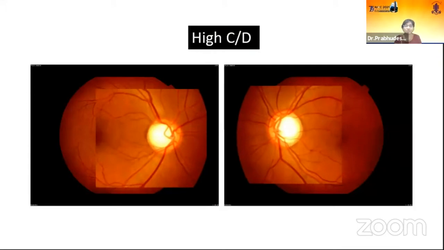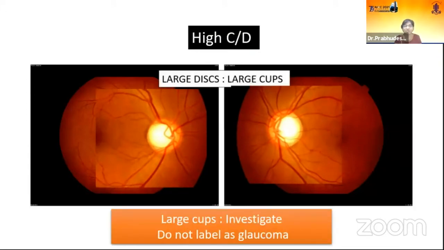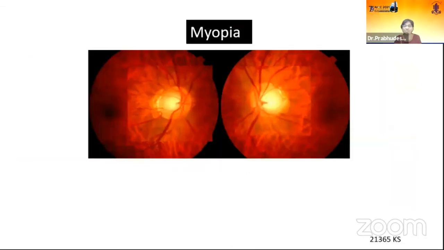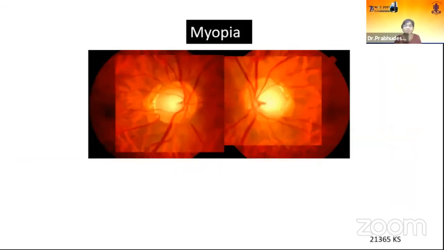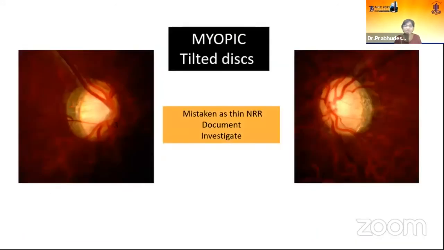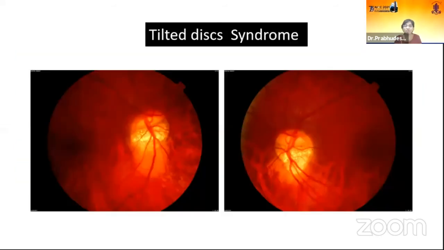With high CD also, do not label each and every patient as having glaucoma. You need to investigate these patients because it can be physiological. Myopia obviously gives us this too. We don't know whether it is glaucoma, but you need to document, and because this is a diagnostic dilemma, investigate accordingly. In a tilted myopic disc, the thin NRR can be seen temporally, but this is because of the oblique insertion, and here also you need to document them. Don't forget tilted disc syndrome, because this is not glaucoma. This is a typical entity, seen bilaterally as an oblique disc insertion.